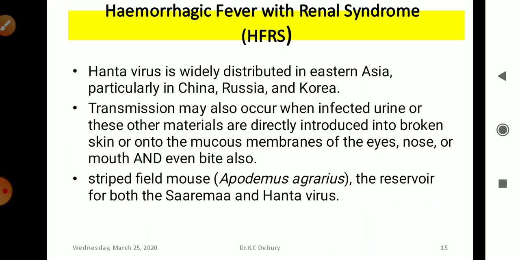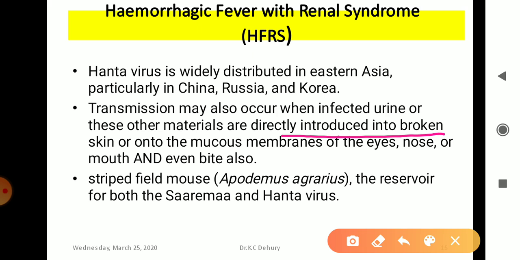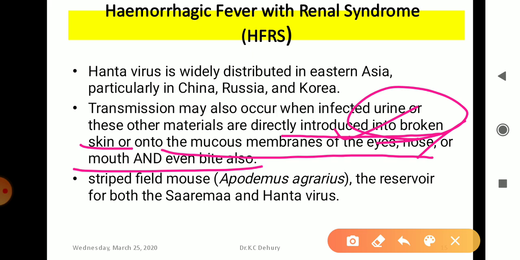For this disease, the mode of transmission is air, along with when we are getting contact with pathogenic organisms or pathogenic substances through our broken skin or the mucous membrane, that is the eye, nose, the mouth. Even the bite of a mouse is also possible, then we are susceptible to the infections. Here a striped field mouse, that is Apodemus agrarius, is responsible for the spreading of the Hantavirus.